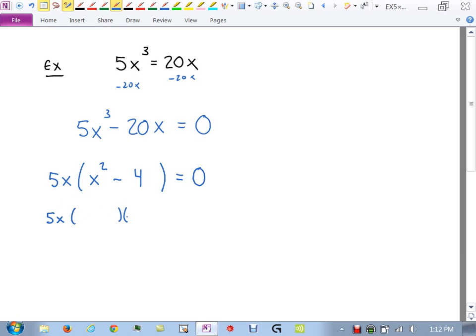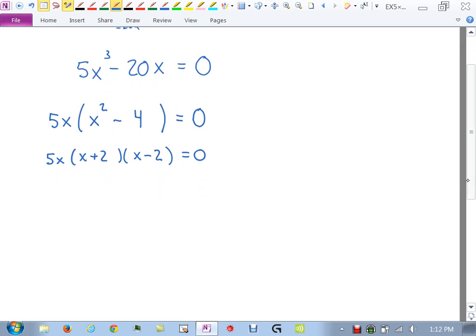What does it turn into then? x plus 2, x minus 2 equals 0. Now do I have something times something equals 0? I actually have something times something times something equals 0, but that's okay. If we have 3 things, then instead of creating 2 equations, we're now going to create 3.